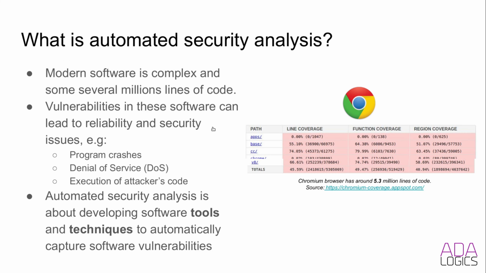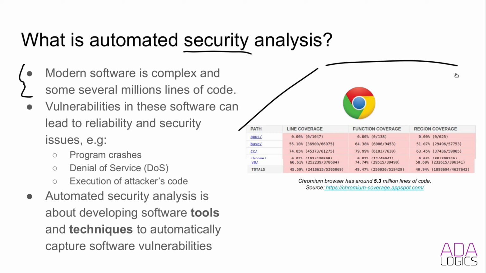So what is automated security analysis? And here we use security as a synonym for vulnerability analysis. In order to understand what this is, we first need to understand a little bit of what motivates automated vulnerability analysis. One of the things that motivates this is that modern software is complex, and some of these software applications contain millions of lines of code.